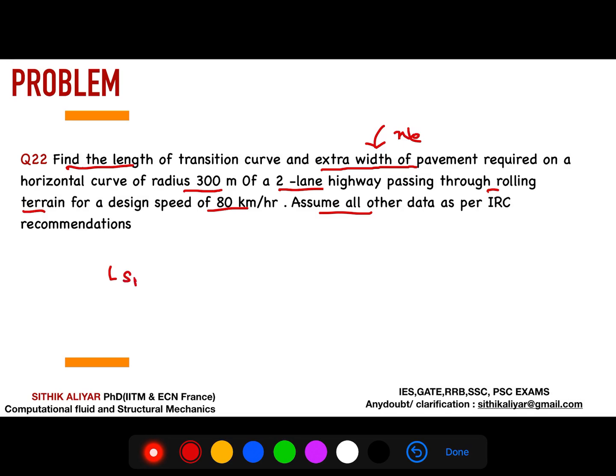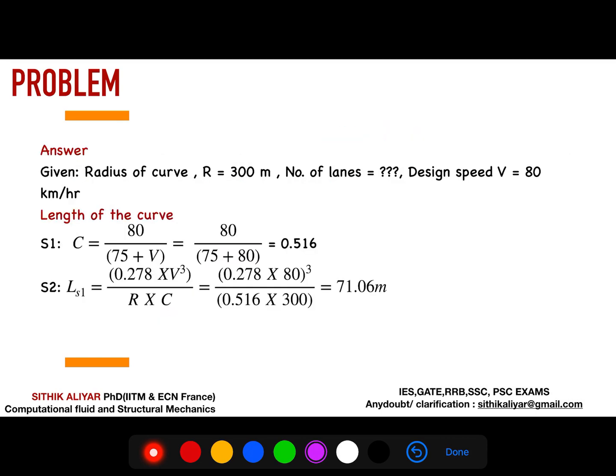In some cases, if they didn't give you any details related to super elevation, you can just find these two and then take the maximum value. And remember, as a trainer, I have to tell you LS1 will be the answer in most cases. Very rarely LS2 or LS3 will be greater. So you have to determine LS1 based on centrifugal acceleration, LS3 based on topography, and provide the maximum value. They have asked two questions: one is length of the transition curve, another one is extra width of the pavement. We will see one by one.